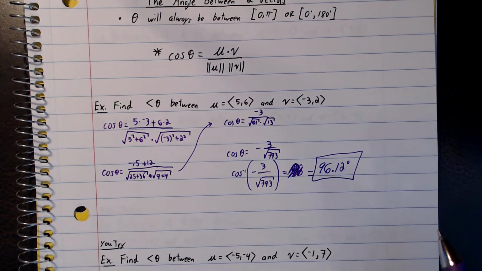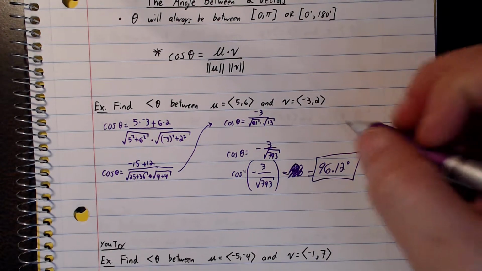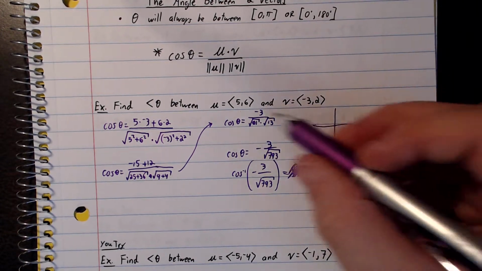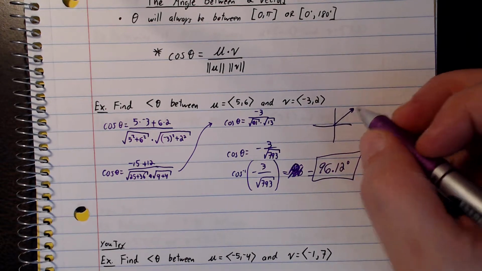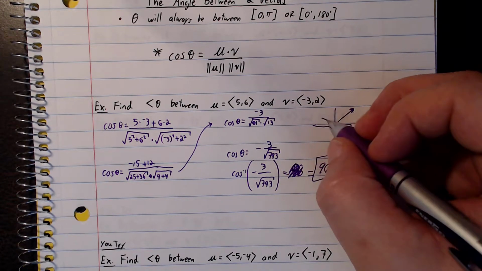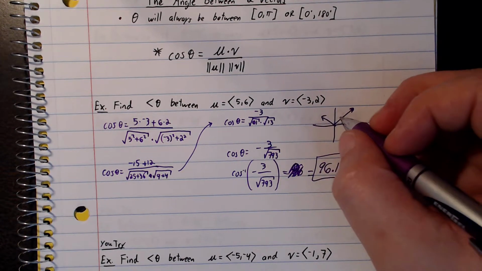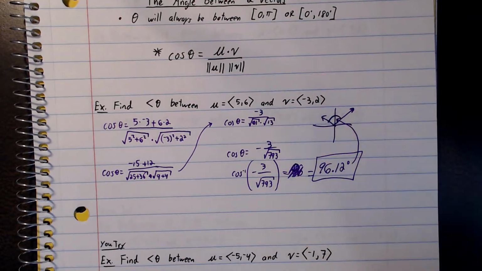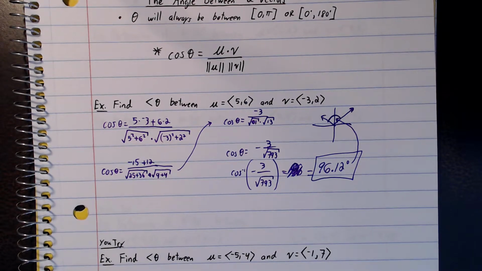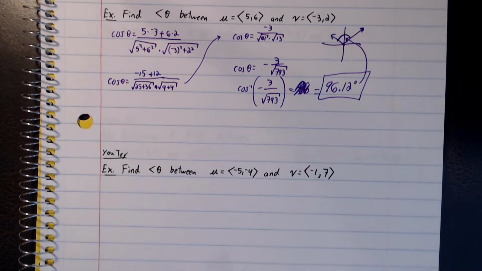So visually speaking, this is what we got here. 5, 6 is up here. Negative 3, 2 is over here. And the angle that we just found between them is 96.12 degrees. And we used trig and dot product to find that.